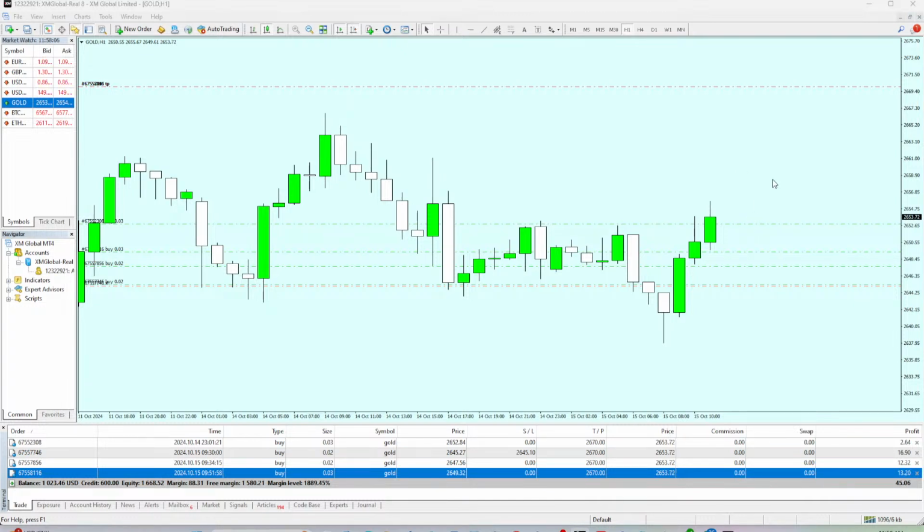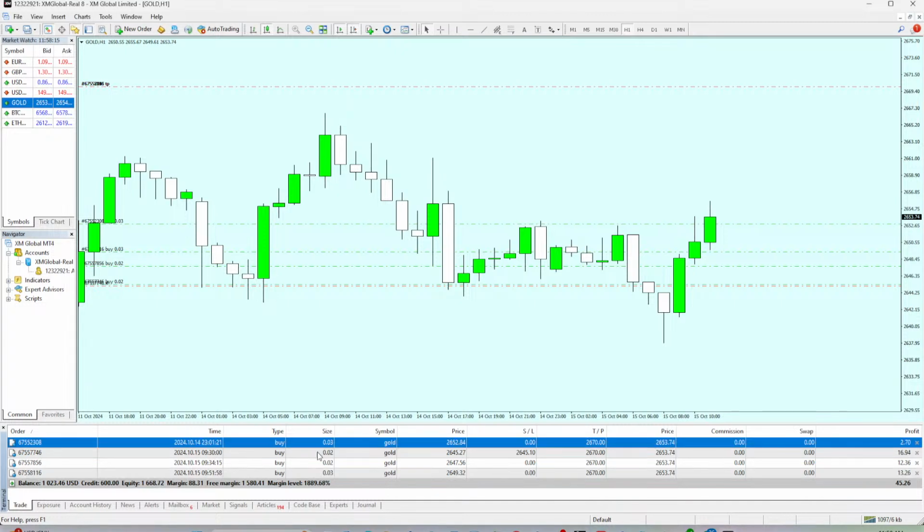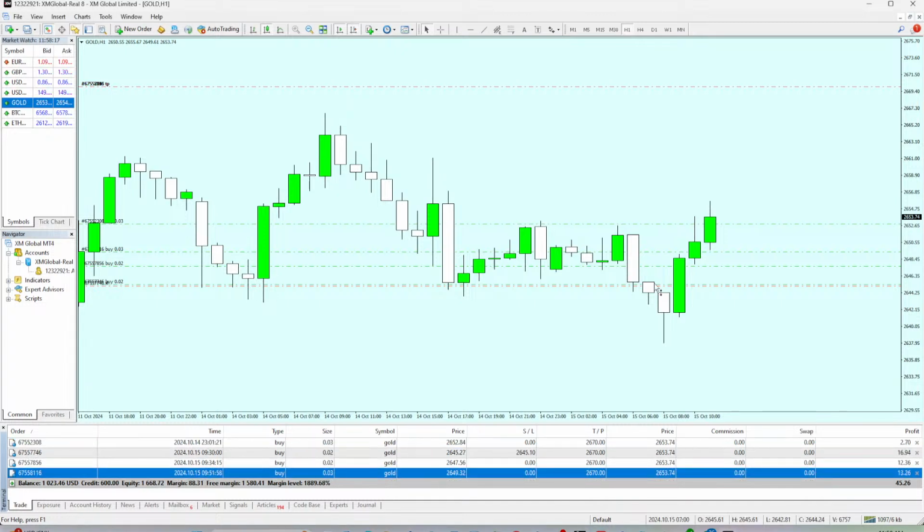What trades do you guys have? This is a real account, of course, so you have to have kind of risk management. Okay, you can see the lot sizes are really small. 3 micro, 2 micro, 2 micro, 3 micro. This one I have a stop loss at the entry price.